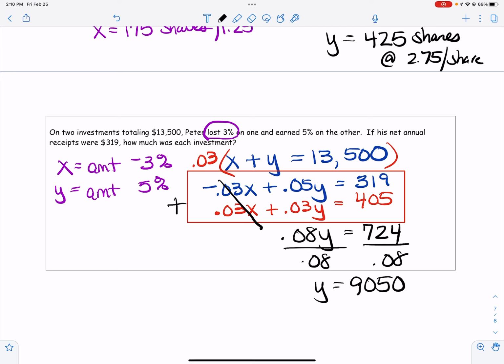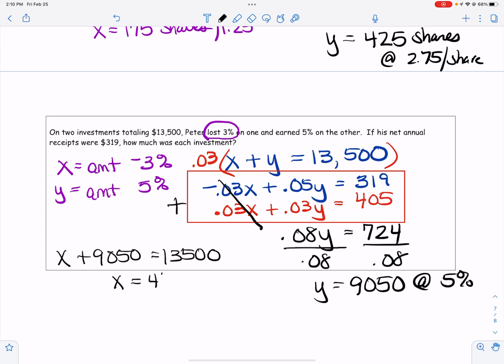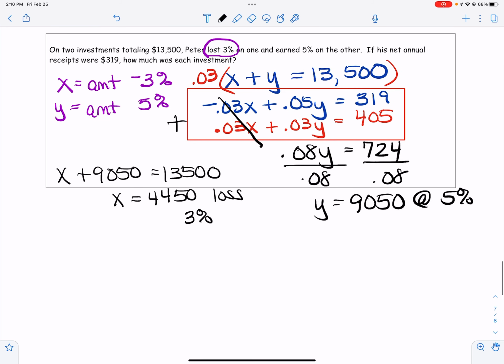And that is at the 5%, okay? And so then if I take x plus 9,050 equal to 13,500, that says he lost $4,450 at the 3%. Okay? All right. So that finishes 11.5.